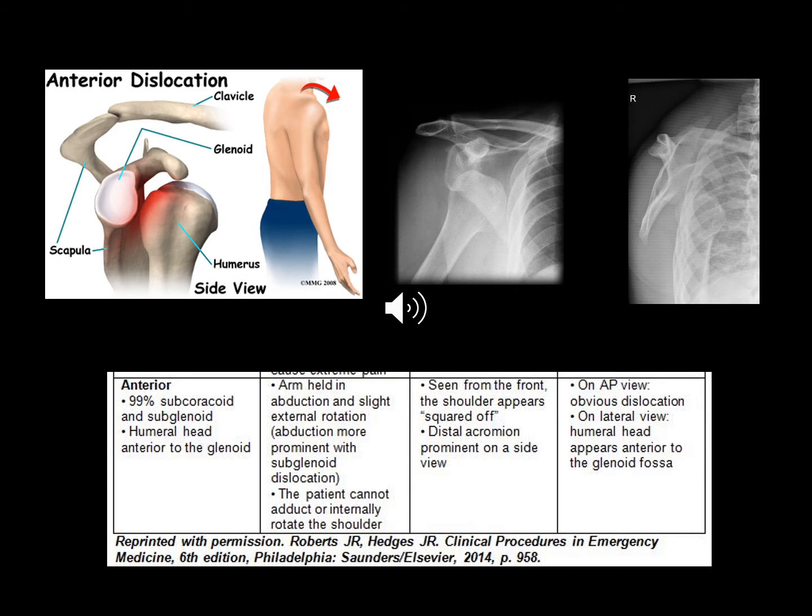In an anterior shoulder dislocation, the arm is held in abduction and slight external rotation, and the patient cannot adduct or internally rotate the shoulder. The shoulder has a squared off appearance and the distal acromion looks prominent on a side view. The x-rays are usually diagnostic, and it's said that you shouldn't miss an anterior dislocation radiologically.